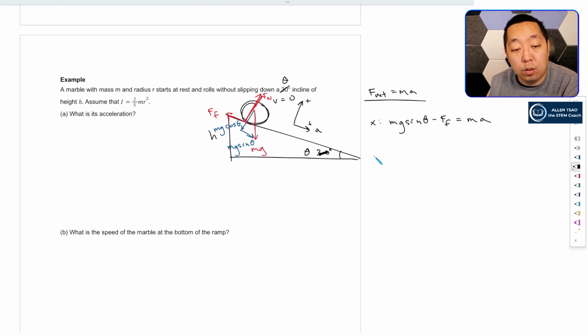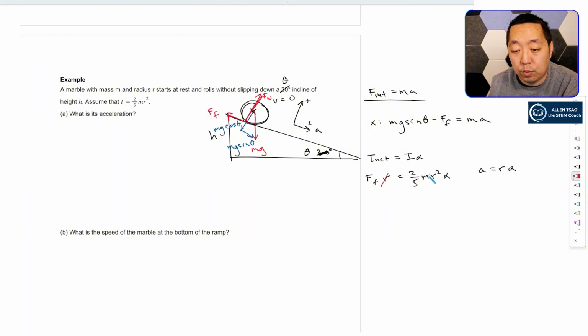Now, how do we get that force of friction? We know net torque equals I alpha. Gravity and the normal force don't exert a torque, only the frictional force exerts a torque, and that's equal to I, which is 2/5 mr squared, times alpha. Because it's rolling without slipping, we know that a is equal to r alpha.